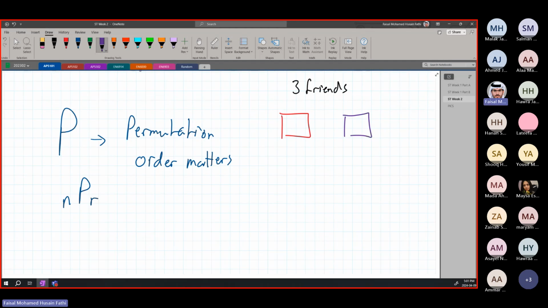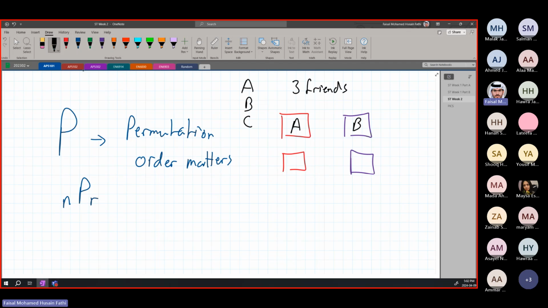Let's give these guys names. Let's call them person A, person B, and person C, just to be simple. So there are 3 friends that can sit here. The first way they can sit is A and B. This is the first way. The second way is going to be B.